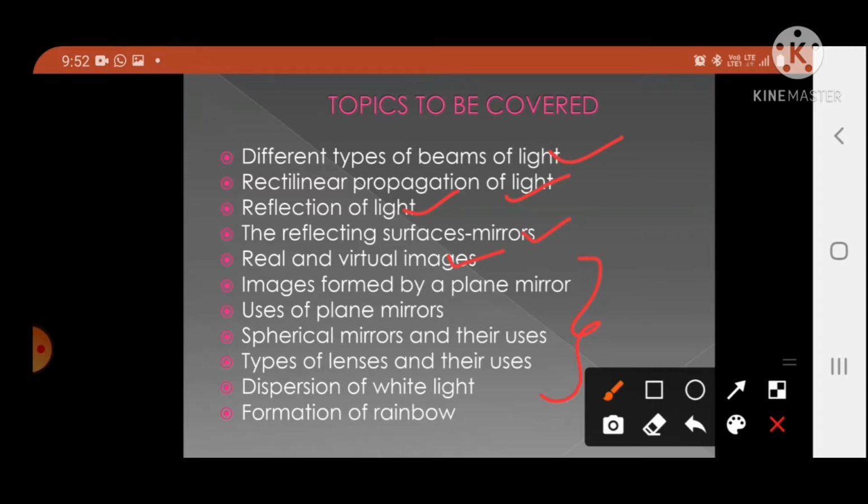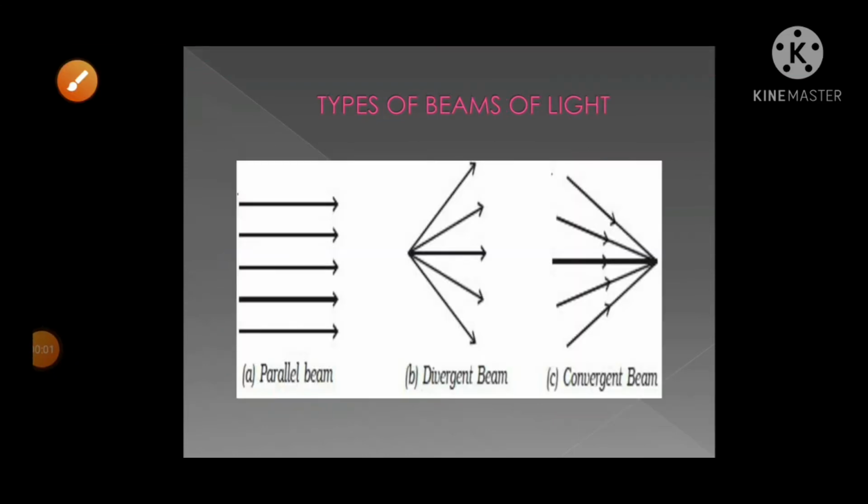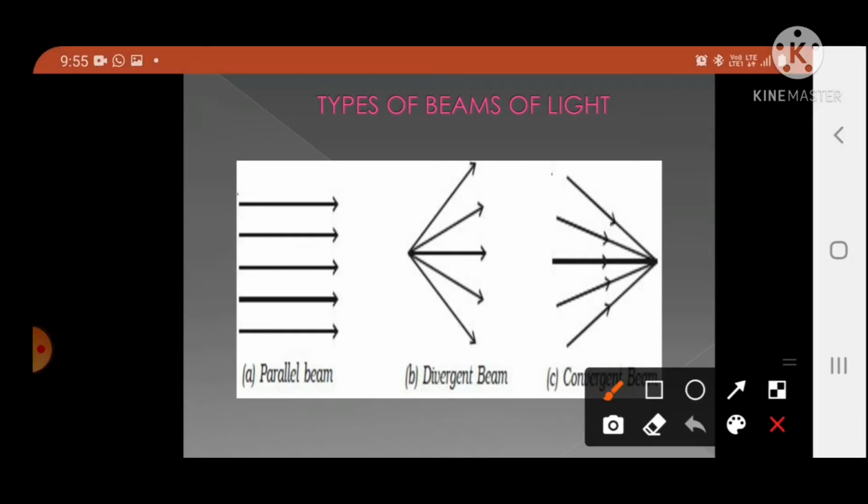So let's start. To understand the beams of light, let's understand what a ray is. Here you can see a narrow path of light. This is a ray, and this arrowhead describes the direction of propagation of light, and this broader bundle is a beam. There are three kinds of beam of light.